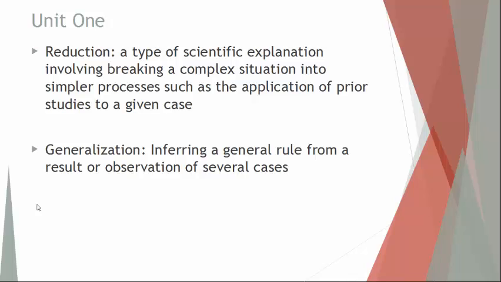For reduction, this is a type of scientific explanation that involves breaking down a complex situation into simple processes as a way to explain how that process works. For example, breaking down the complex process of how a nerve impulse goes from one neuron to the next neuron. That synapse, that process is somewhat involved. So taking that step by step and breaking it down, so you're getting it a piece at a time. So this, then this, then this, and then the overall process gives you the synapse. That's reduction. You're taking something really big and really complex and reducing it into smaller chunks of information.